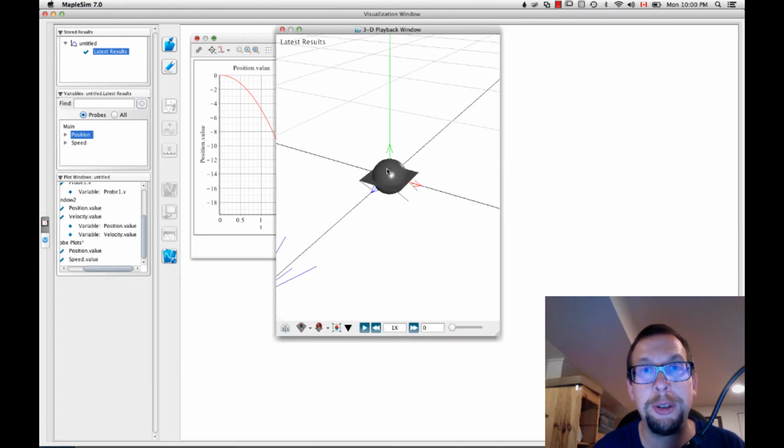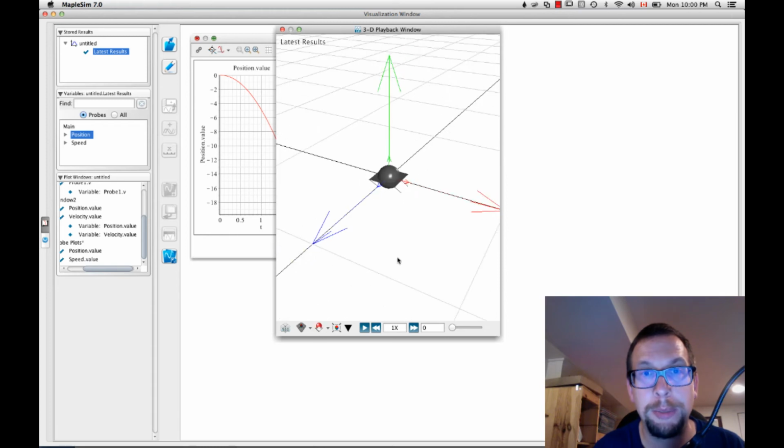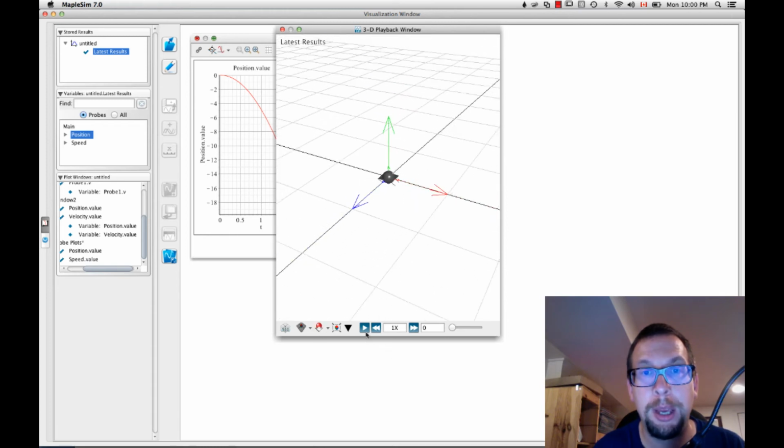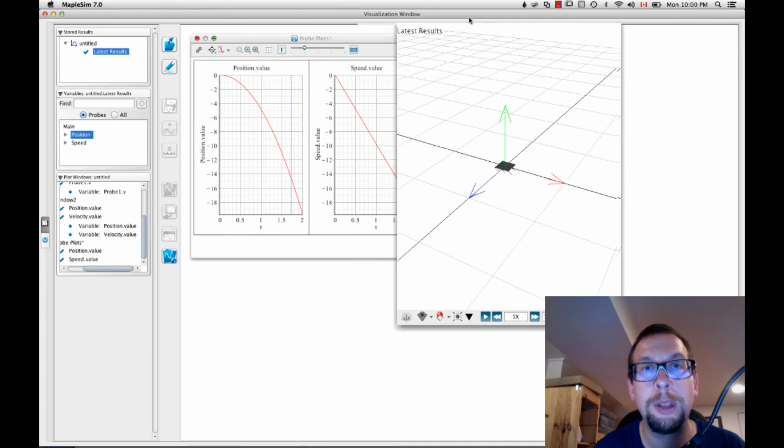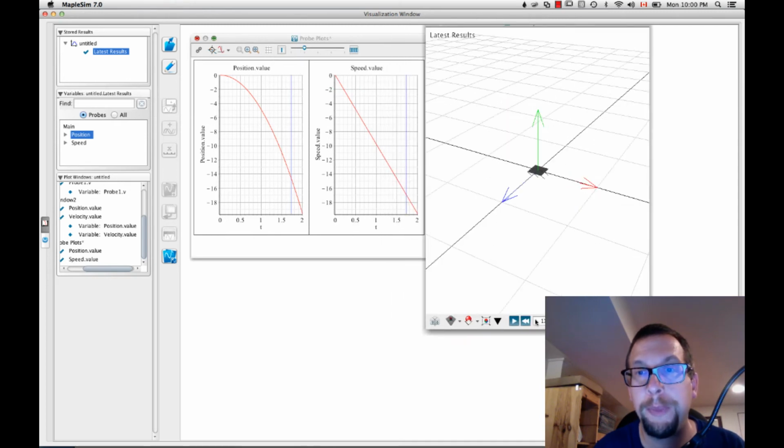Okay, so I have my animation. That's the ball right there. I'm going to zoom out a little bit. I'm going to hit play, and we're going to see it drop. And it fell. Excellent. I'm now going to rewind back there, and I'm going to rerun that simulation where the ball is going to drop, and I'm going to see how the position changes and the velocity changes over time. I'm going to run that again.